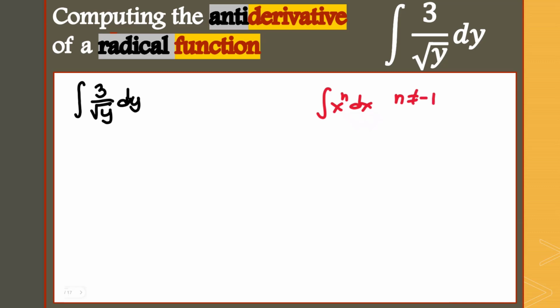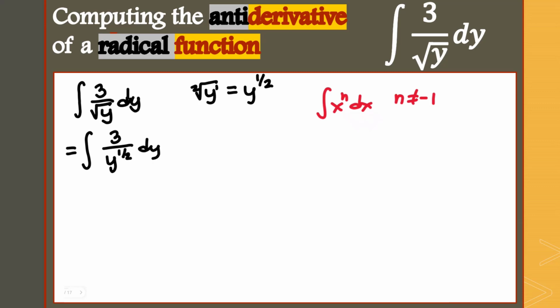Now we know that if we have square root of y, we can write it as an expression with a fractional exponent: y to the power of the exponent of your radicand, which is 1, over your index, which is 2. So basically, square root of y is just equal to y to the power of 1/2. This can be written as 3 over y to the power of 1/2 dy.